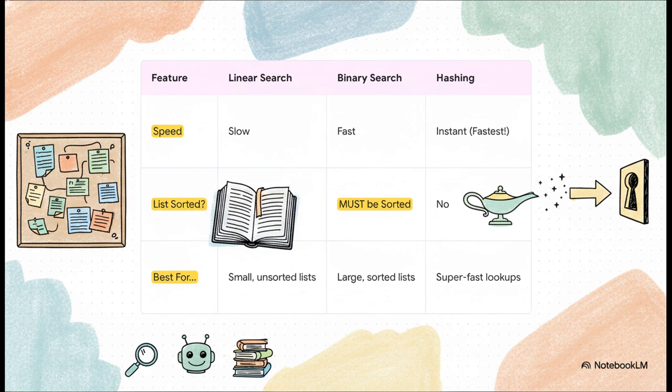Let's break it down. First, speed. Who's the fastest? No competition. It's hashing. It's practically instant. Binary search is the speedy runner-up. It's very fast. And poor old linear search, well, it's the slowest.